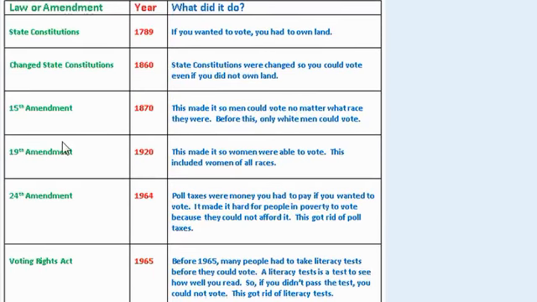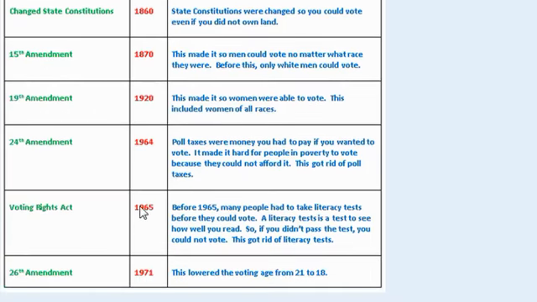So the things that are on the left here, the things that are in green, those are laws or amendments that have been passed in U.S. history. In red, you have the year that it was passed, so like when it went into effect. And in blue, you have what it did, like what was the purpose of it or who it gave the right to vote to. Let me show you what I mean. So this one's the 26th Amendment. It was passed in 1971. And it lowered the voting age from 21 to 18. So that means that the 26th Amendment made it so you could vote when you were 18 years old. And it was passed in 1971.